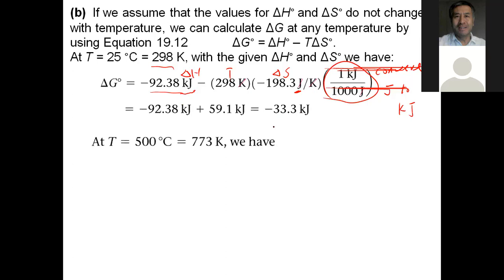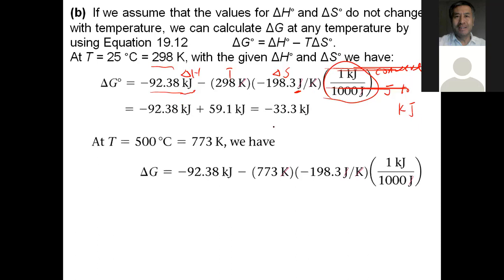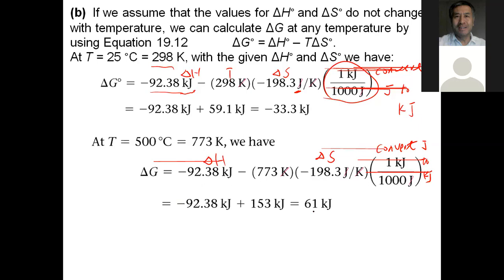We'll do the same for the other temperature. Okay, we're assuming delta H, delta S are still the same number. So therefore, we still keep this delta H, we're still using this delta S, the same idea. So here is a conversion, where we want to convert from J to kJ. And you get positive 61 kilojoules at 500. So it becomes more positive or less negative, and that agrees with our prediction.